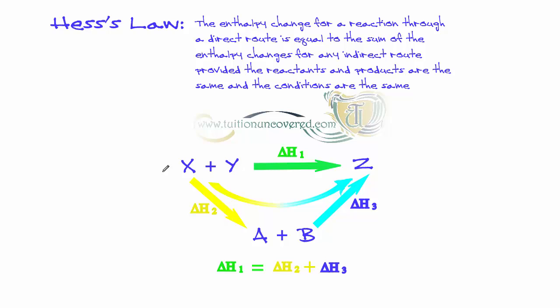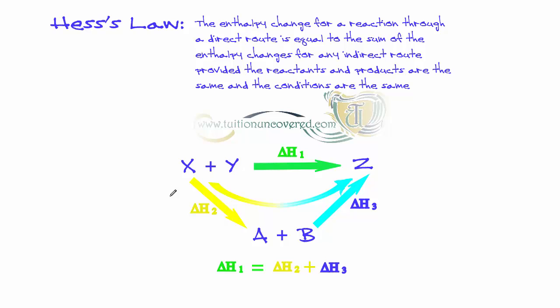First, the definition. Hess's law. The enthalpy change for a reaction through a direct route is equal to the sum of the enthalpy changes for any indirect route, provided the reactants and products are the same and the conditions are the same.